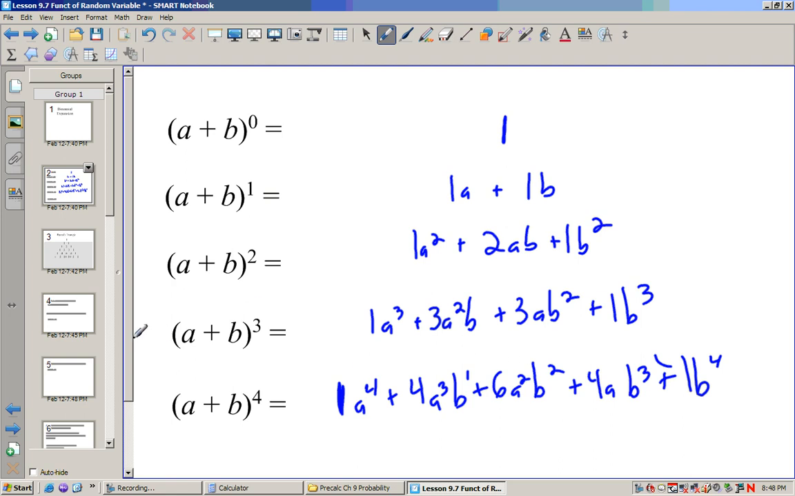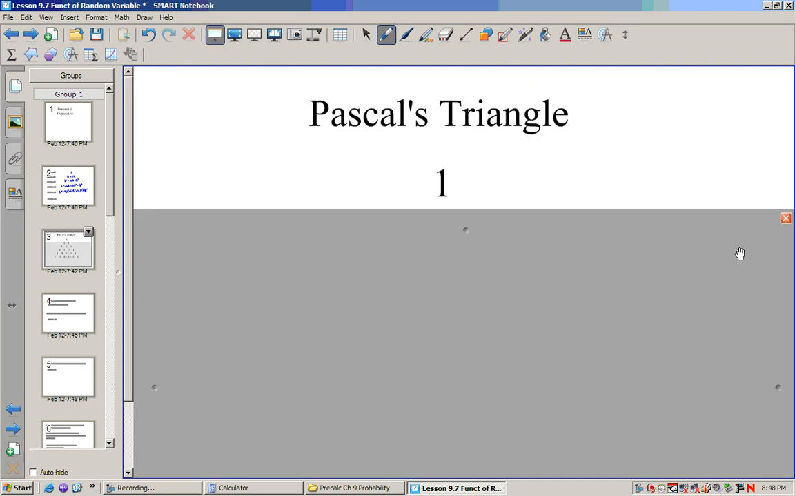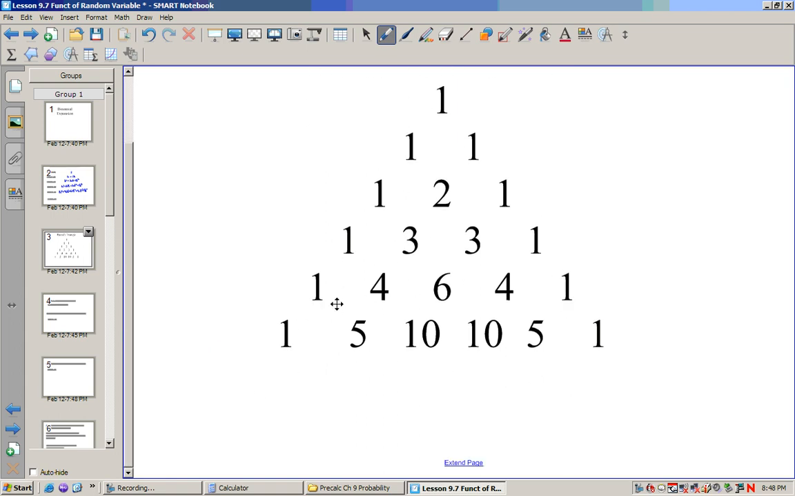Now if I wanted to keep going, a plus b to the n, what are we going to do? How can I label this? Well, first let's look at Pascal's triangle. This is Pascal's triangle. You can see we finished the first 4 rows. The 5th row I can get by adding 1 and 4 to get 5, 6 and 4 to get 10, 6 and 4 to get 10, and 1 and 4 to get 5, and then the 1 on the outside.